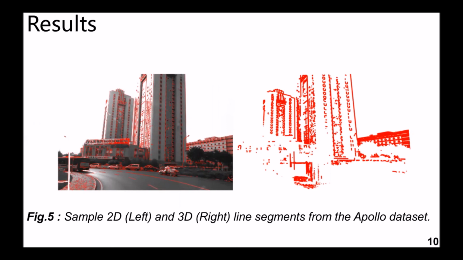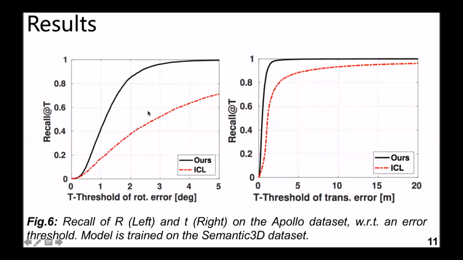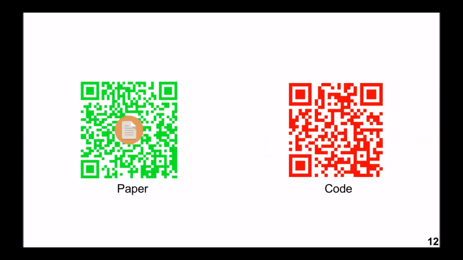The application is line-wise visual odometry. Given consecutive images and depths, we extract 3D lines for each frame, and we then estimate the relative poses for consecutive images. We use the recall of rotation and translation to compare our method with the baseline. For the recall, the higher the better. The figures show that we achieve better results.